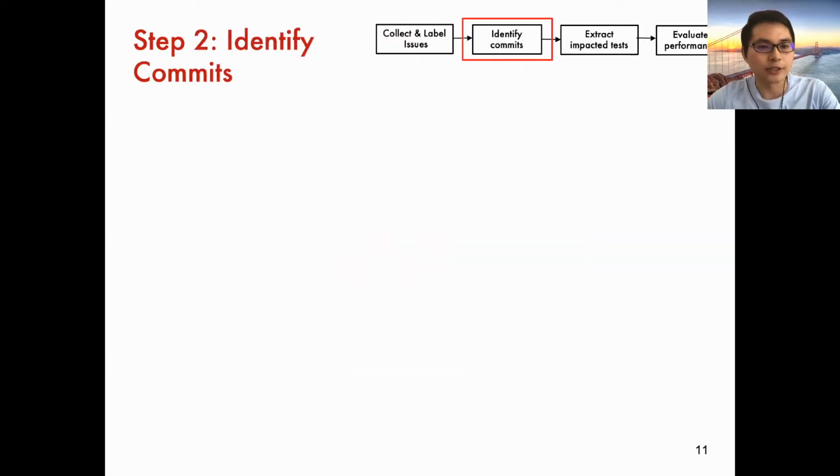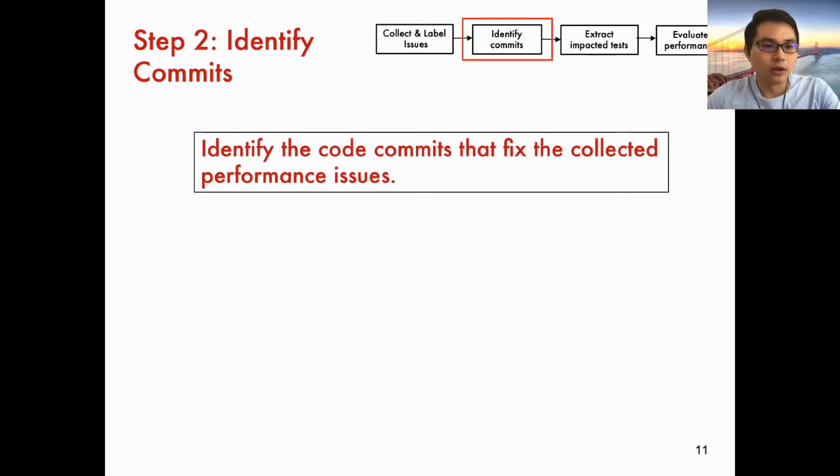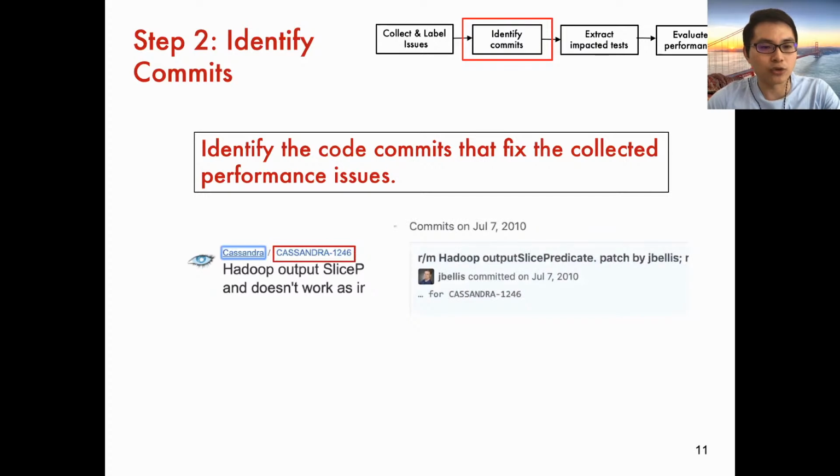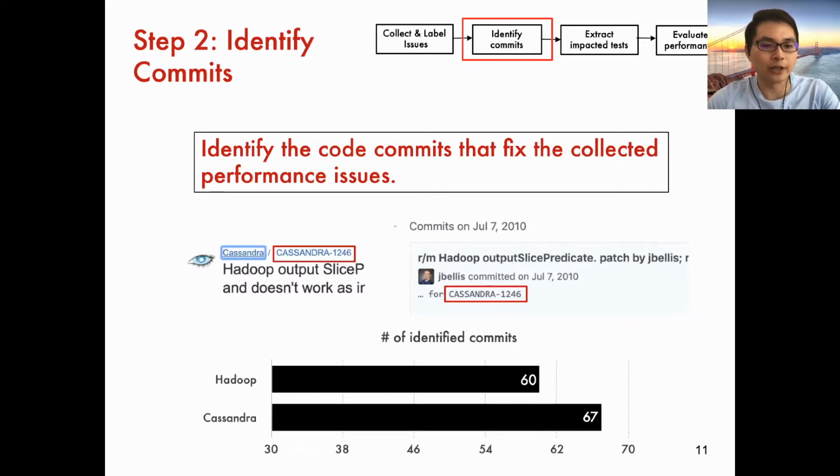The next step is to identify the commits. We will identify the code commits that fix the collected performance issues. For example, we have a performance issue and we extract the issue ID. When we have the issue ID, we search the commit messages to get the commit that fixed the performance issue. Finally, we collected more than 100 commits that fix performance issues.